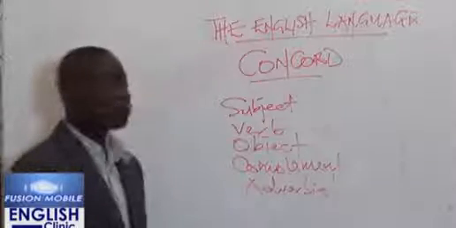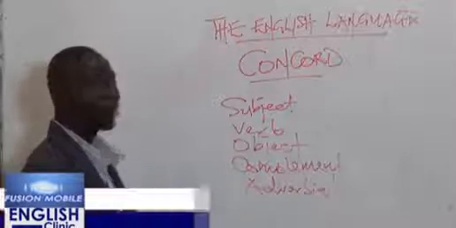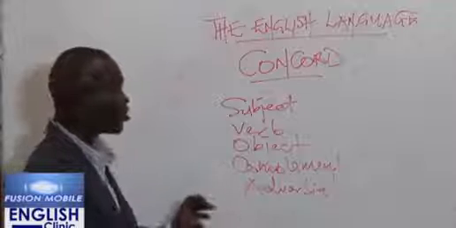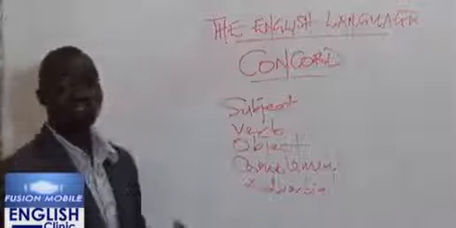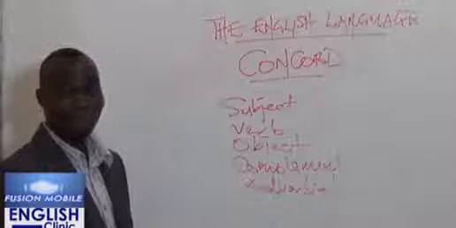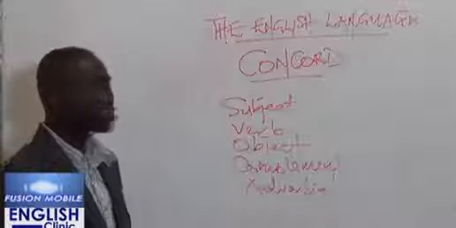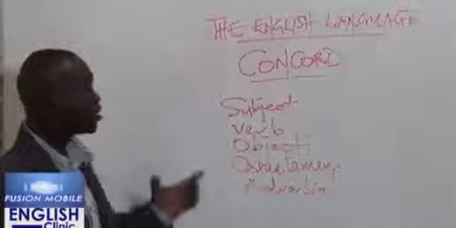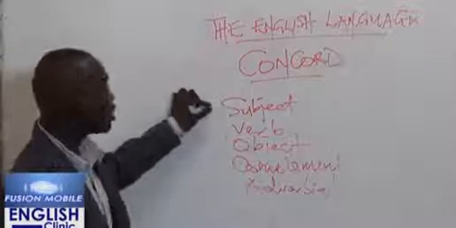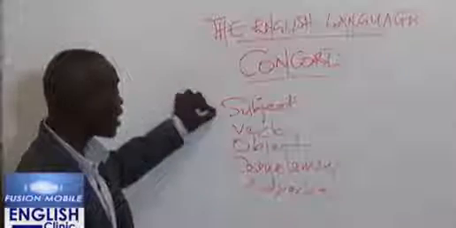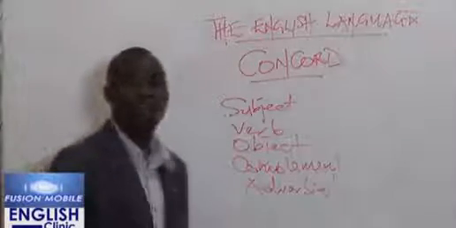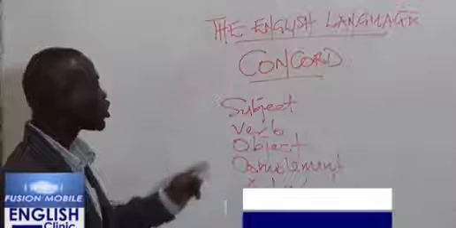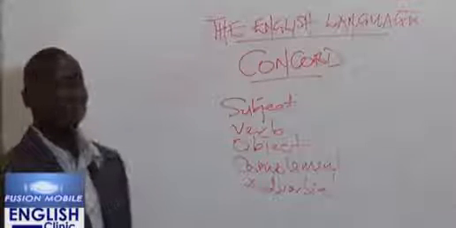Now, agreement can take place among the different elements apart from the adverbial. Why is Concord not connected to the adverbial? Because the adverbial only talks about time, place, manner, and so on, so they are not really things that have to do with grammar per se. So when we talk about Concord, it can be between the subject and the verb, the subject and the object, or the subject and the complement. In other words, we are talking about the agreement that must exist among the different elements that make up a sentence. If such an agreement does not take place, then our sentence is going to be defective.